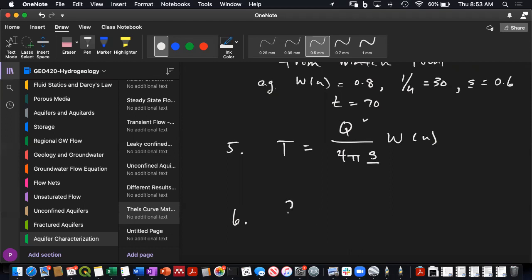And then finally, my storage coefficient is equal to 4 big T, little t, U, over R squared. So if I know the distance between my observation well and I know the pump rate and I do this curve matching, I can now calculate both transmissivity and storage.